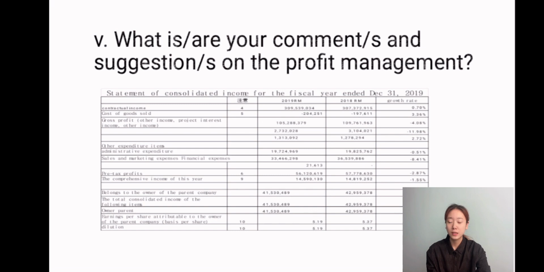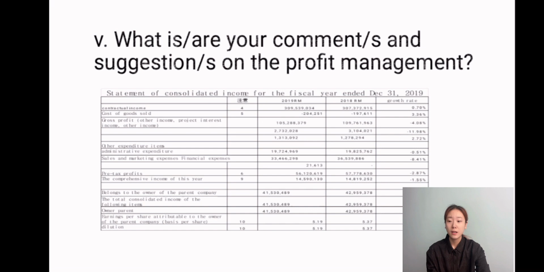Let's move to the fifth question. What are my comments and suggestions on the profit management? The comment is to compare the profit margin in 2018 and 2019. Overall, revenue was declining during the period.